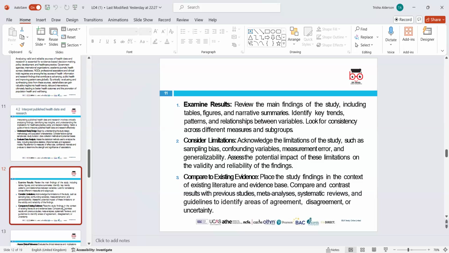It's also important to compare anything that you find to existing evidence. Place the study findings in the context of existing literature and evidence base. Compare and contrast the results that you have with previous studies, meta-analyses, systematic reviews, and the guidelines to identify areas of agreement, disagreement, or uncertainty. You always have to compare anything that you find to existing evidence.